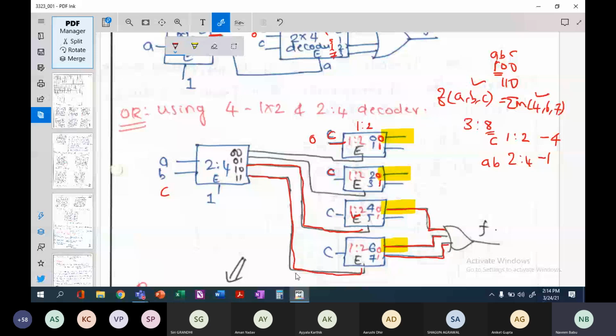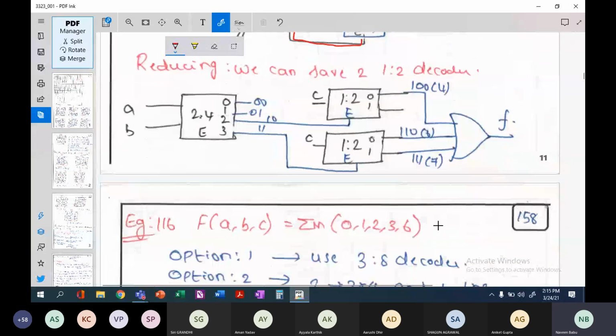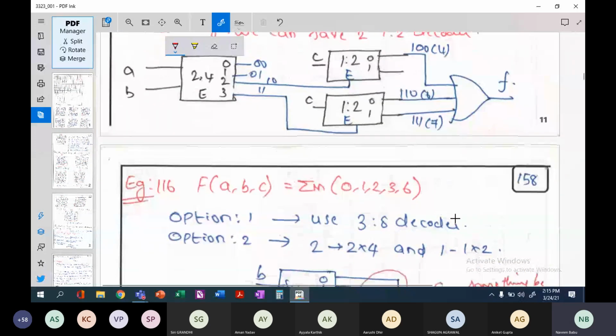Again, this can be further simplified. How can you simplify? Because we are not using any of these outputs, you just ignore this decoder, so you will be saving some cost here. We are not going to use 0, 0 and 0, 1. We are going to use only the 1, 0 and 1, 1 outputs here, and then we can use just 2 decoders. In this way, you can further simplify the circuit. Any doubts here? Okay, let's move further.